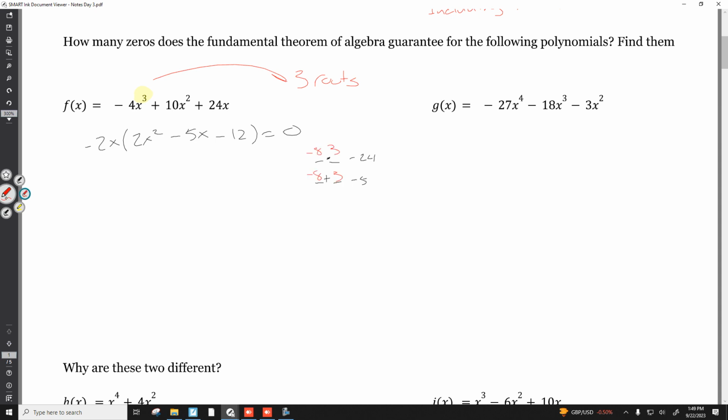You split up negative 5x into negative 8x and 3x, like that. Cool? Oh, wait. You don't like the box? Listen, I don't care which way you do it. Just get it right.